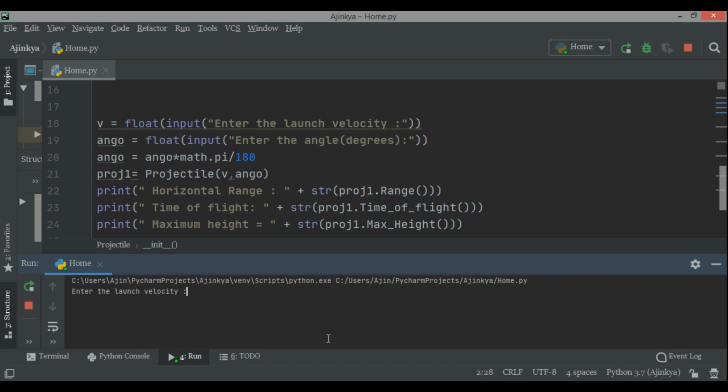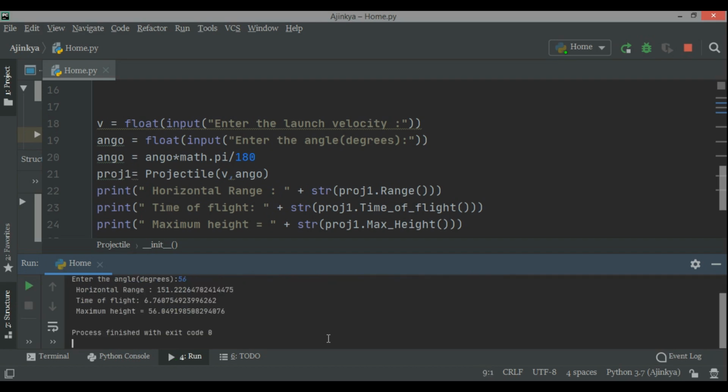So now take one more value just to understand what possible values it can provide. This is the final shot, and I'll take the launch velocity as maybe 40 meters per second, and the angle at which it is released is 56. And now this is what we get.